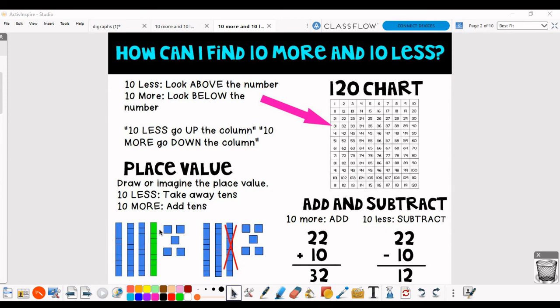This would be finding 10 more because I added a 10. And this would be finding 10 less because I'm taking a 10 away. And finally, these two strategies, the 120 chart and the base 10 blocks, will make it easier for you to add and subtract. Finding 10 more and 10 less of a number is simply just adding 10 and taking 10 away.